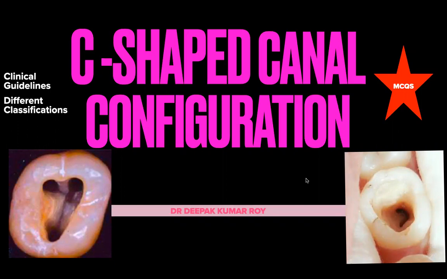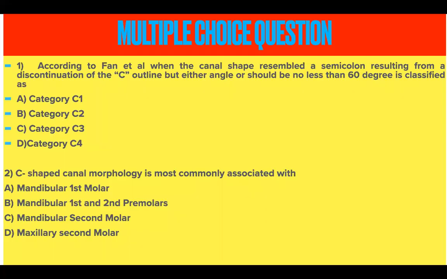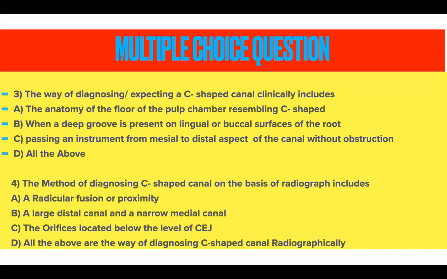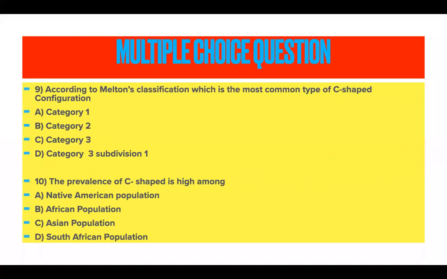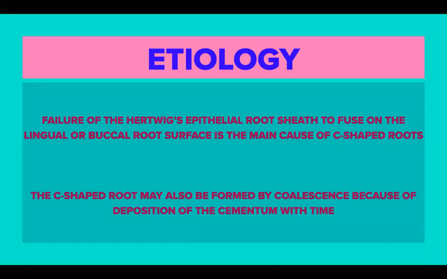So please go through the question, tick the answer, and once you complete reading the question and ticking the answer, go through the entire video and match whether your answer is right or wrong. So these are the multiple choice questions. There are altogether 10 questions. And now coming to the proper presentation of C-shaped canal.